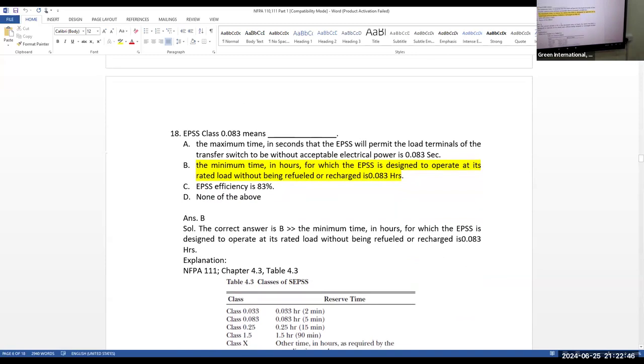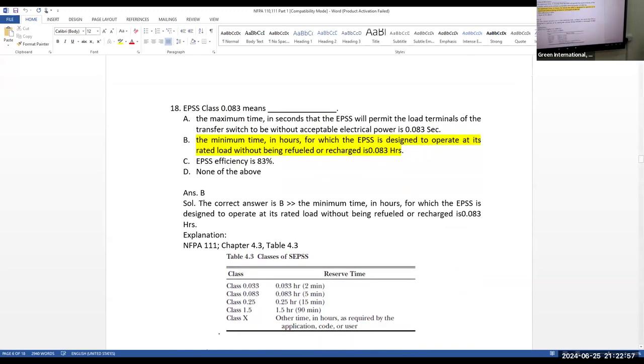Five minutes. Here in the table itself they mentioned that. Actually, right now we discussed 110, but these questions you can find here in SEPSS, which is related to the 111. The 111 also has the same class, type, level, and the same maximum in terms. All the information is similar.